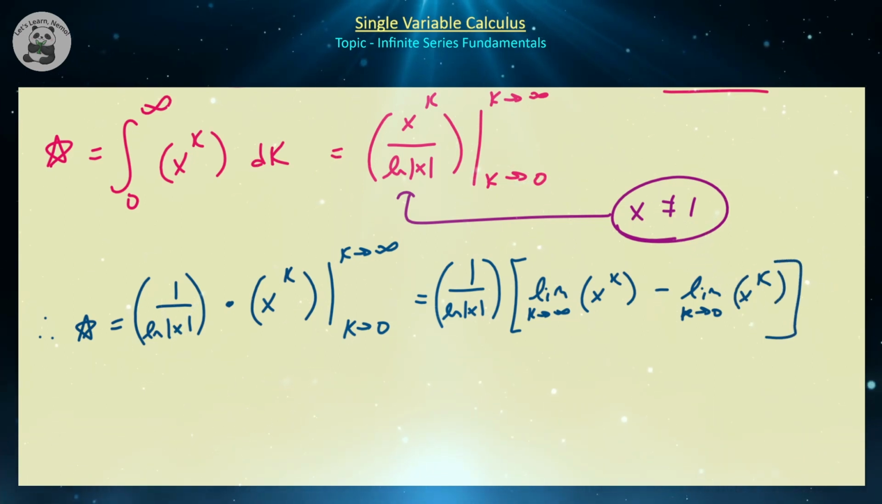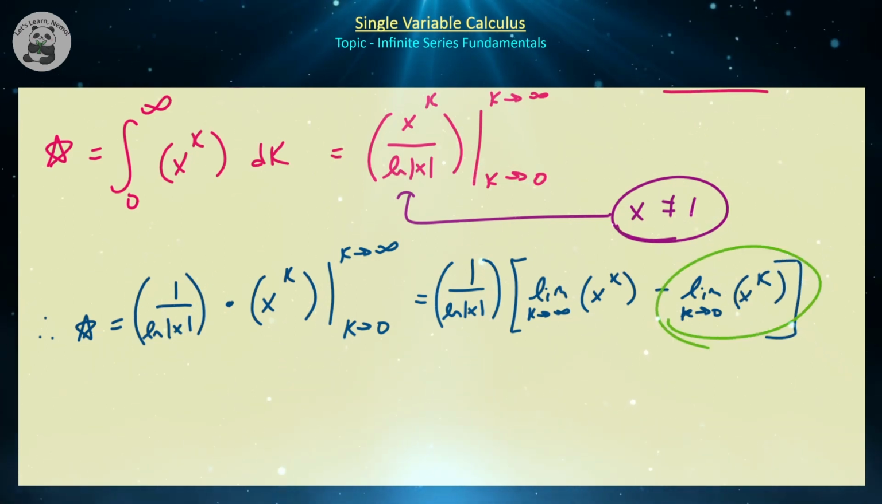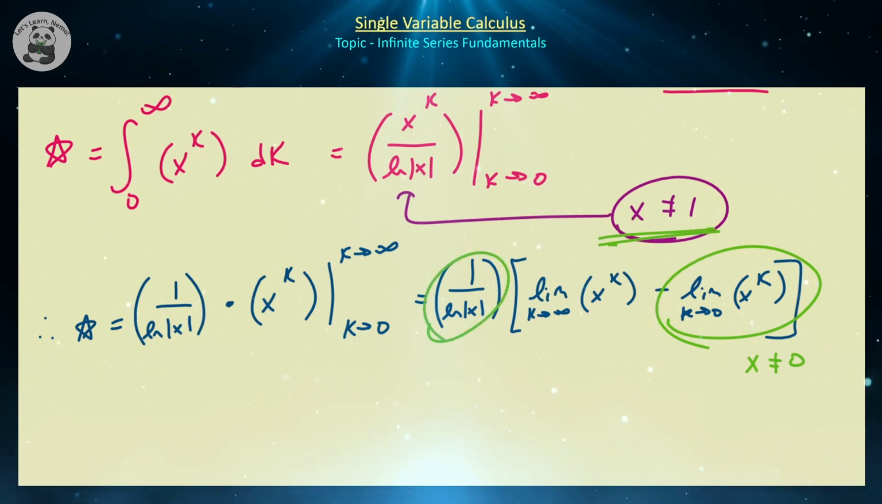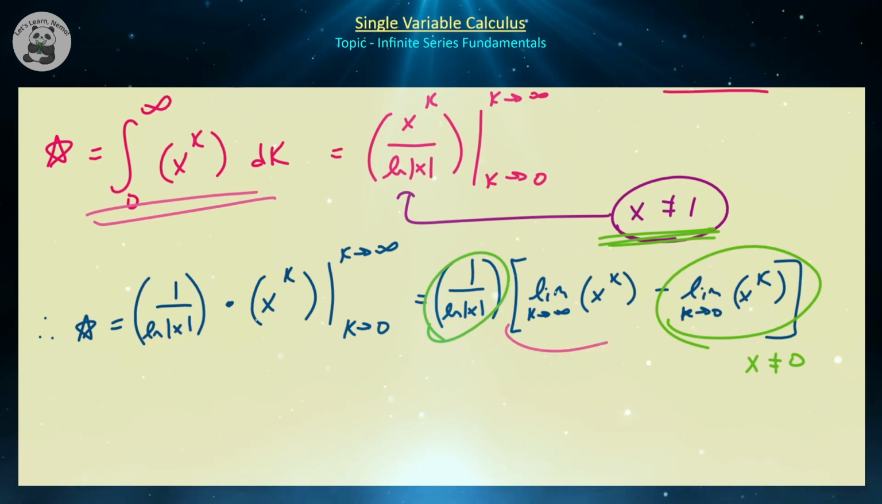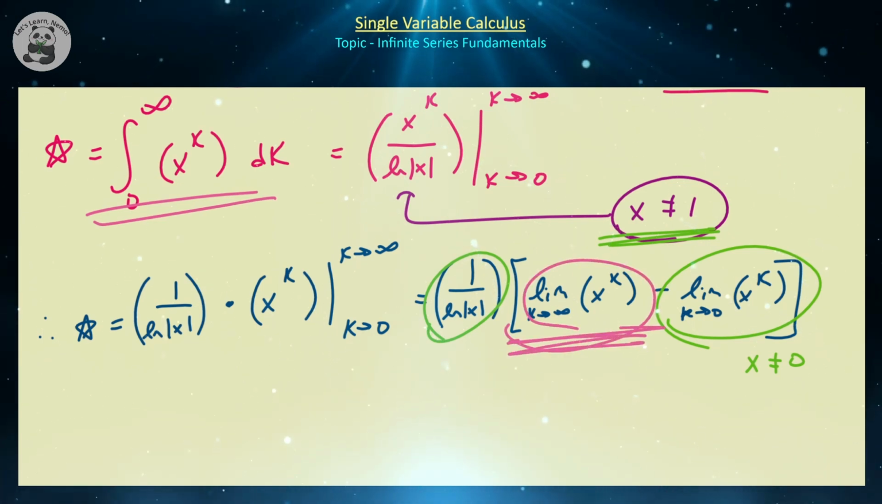Right? So what are the issues with the limit as k goes to 0 of x^k? Well, anything to the 0 power is equal to 1, provided that x is not equal to 0. But we can conditionally define 0 to the power of 0 to be equal to 1, so that's not an issue. We've already figured out the issues with that leading term, x is not equal to 1, that's not an issue. So the convergence of this particular integral is primarily dominated by this particular term, the limit as k goes to infinity of x^k.